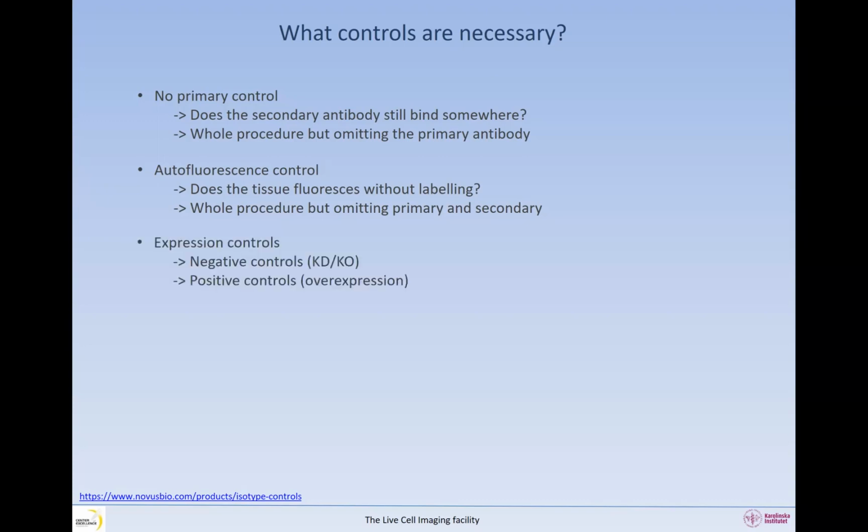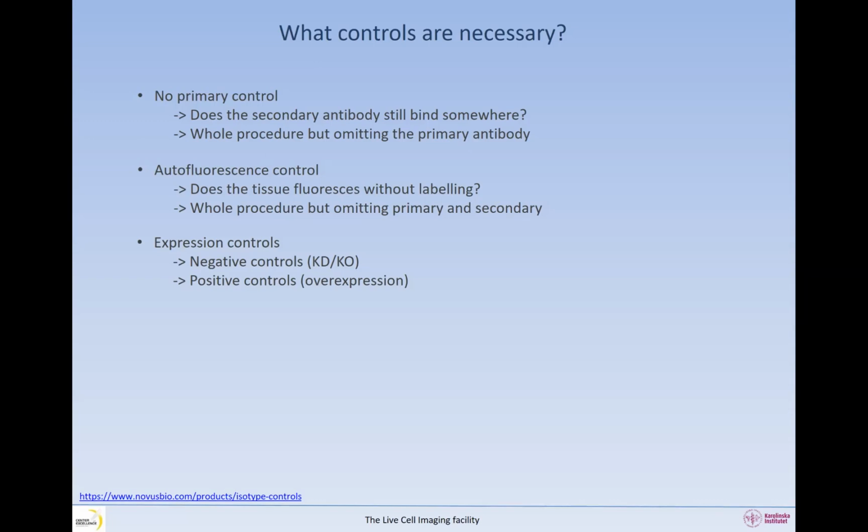Then you have expression controls. In some cases, it is possible to use negative and positive controls. A negative control can be a knockdown or a knockout, so you eliminated the level of your expressed protein, of your antigen. Then you can use this negative control to see if your antigen is bound or not. So you should see no staining basically in that sample.